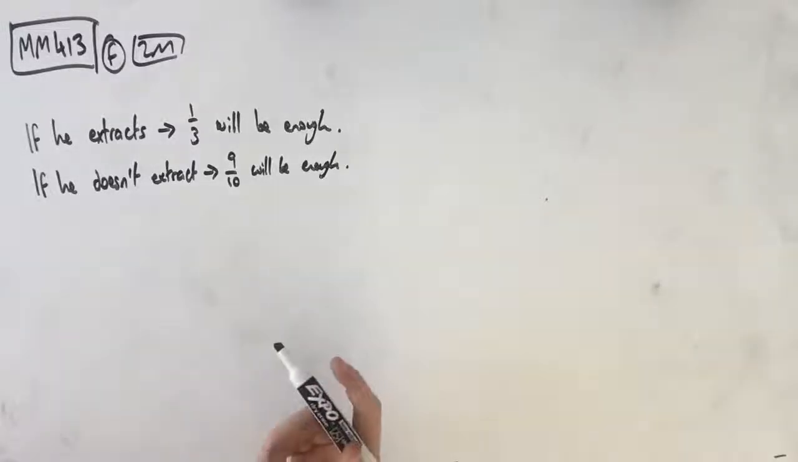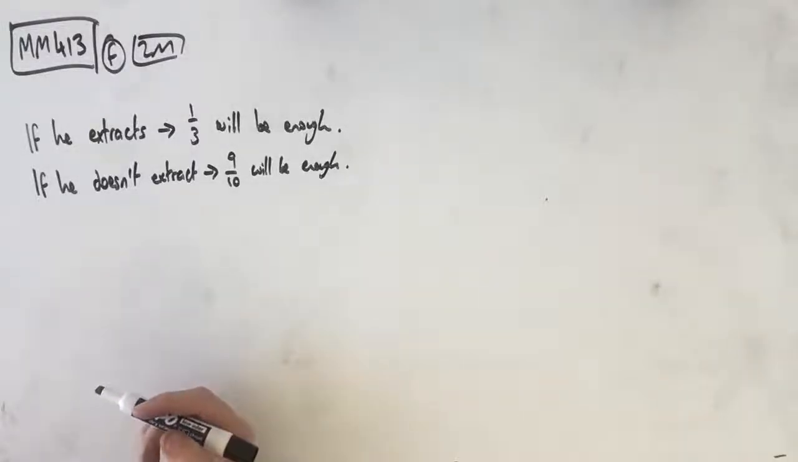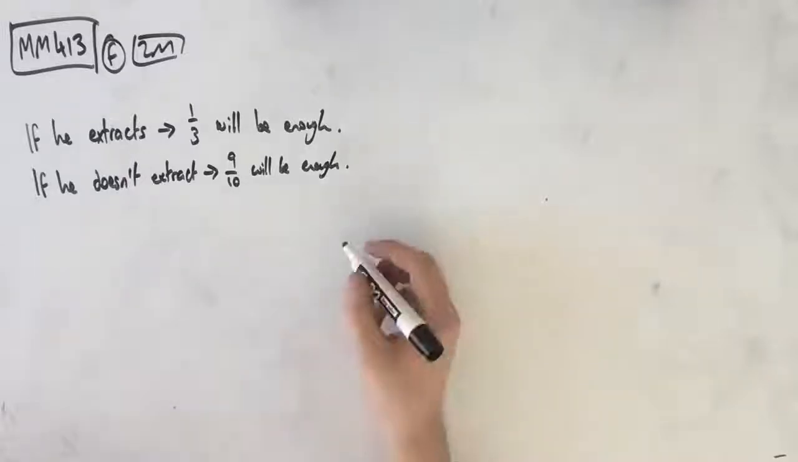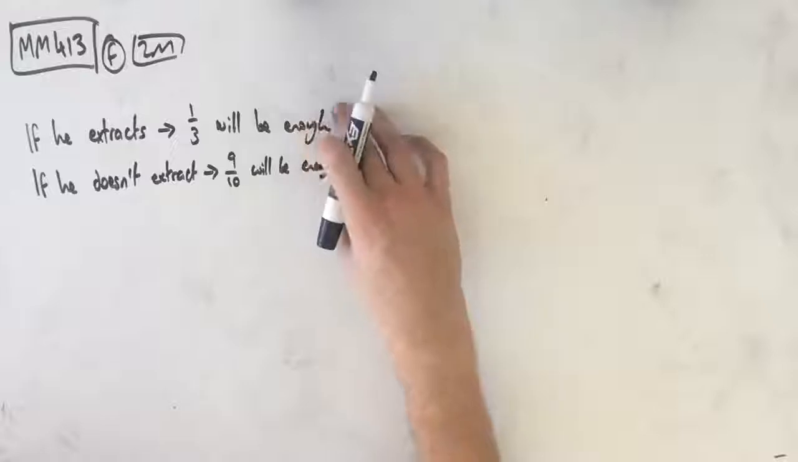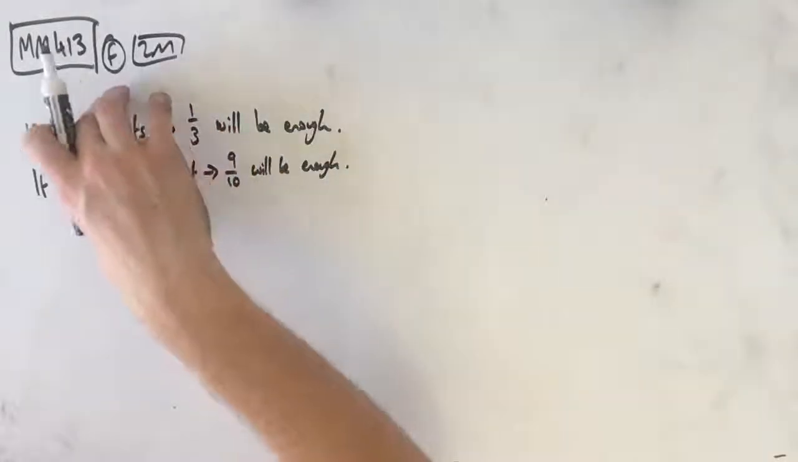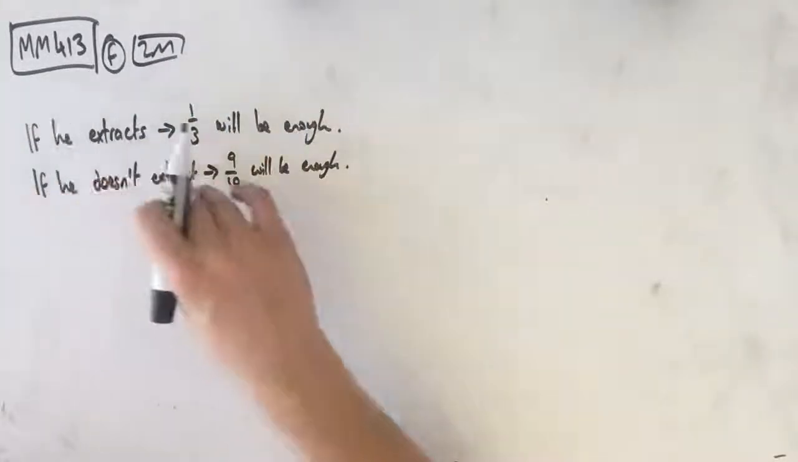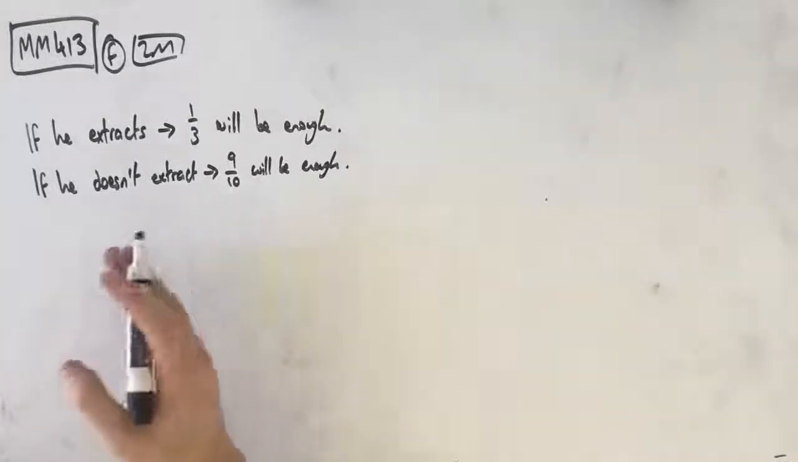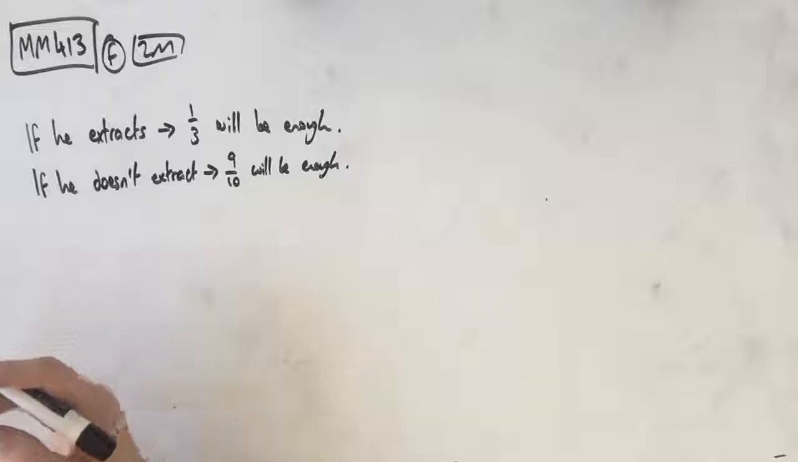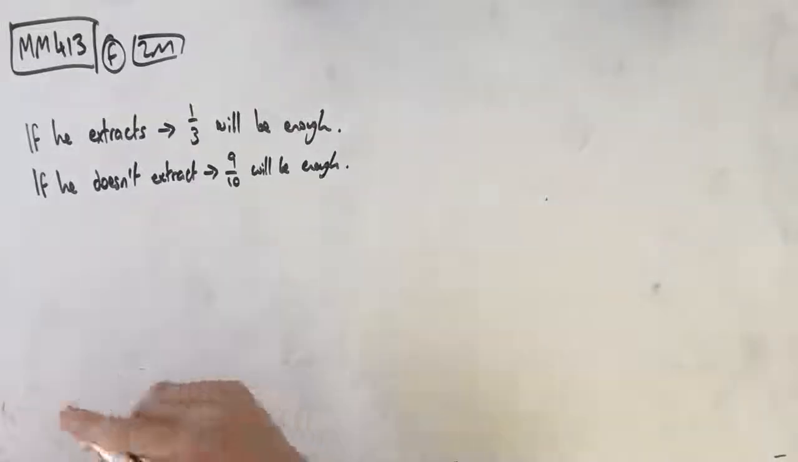All right, awesome. So what we're really looking for is a tree diagram, okay? Because we're dealing with conditional probability here. So if he extracts it, this happens. If he doesn't extract it, this happens. So because of that conditional nature and that dependency on a certain event happening, we have to use a tree diagram to kind of visualize this.